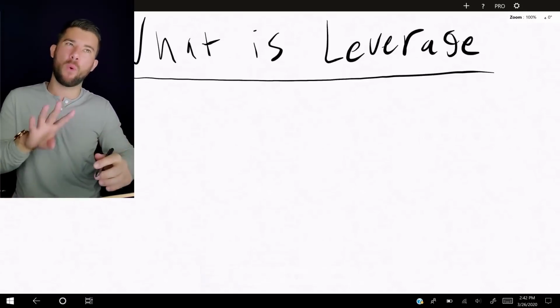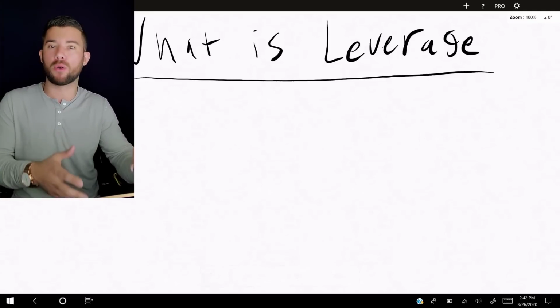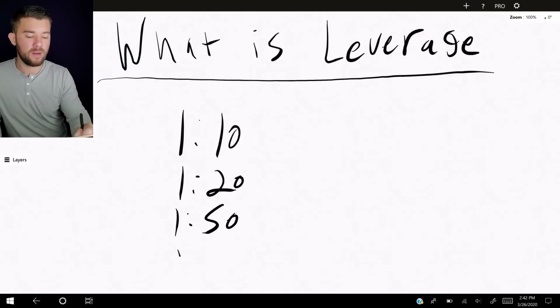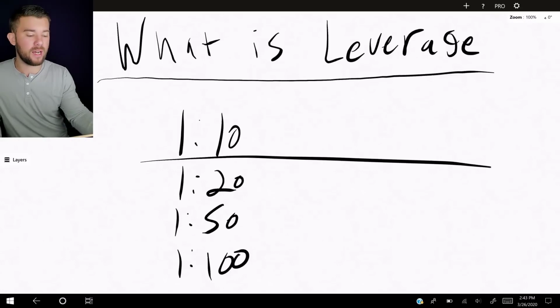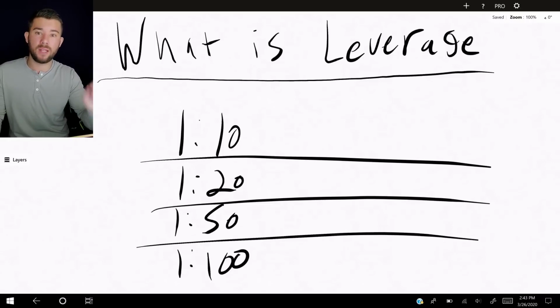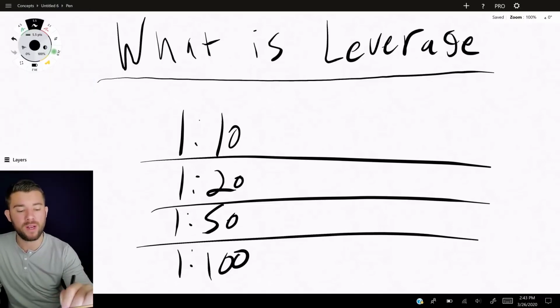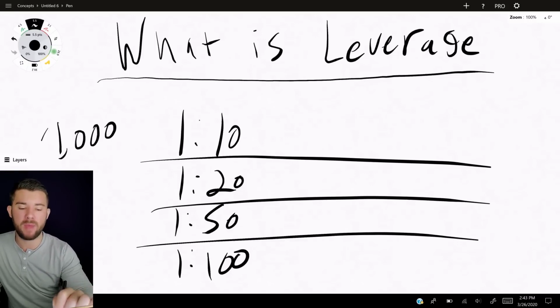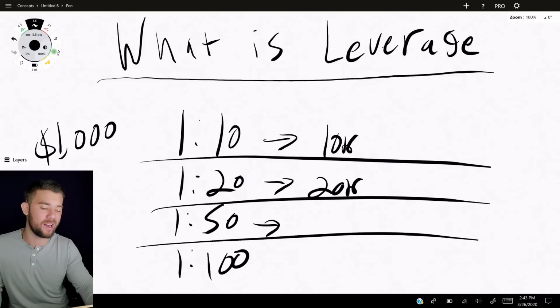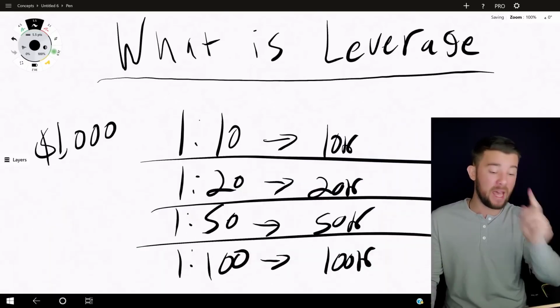We have about 4 different types of major leverage that brokers allow you to have. We have 1 to 10 leverage, 1 to 20, 1 to 50, and 1 to 100 leverage. Now, each of these means that you have your account times the leverage in buying power. So let's say you have a $1,000 account, just to make math super simple. That means with 1 to 10 leverage, you have 10K buying power. 1 to 20, you have 20K buying power. This is self-explanatory, but I'm going to write it down anyway. 50K buying power at 1 to 50, and 100K buying power at 1 to 100.